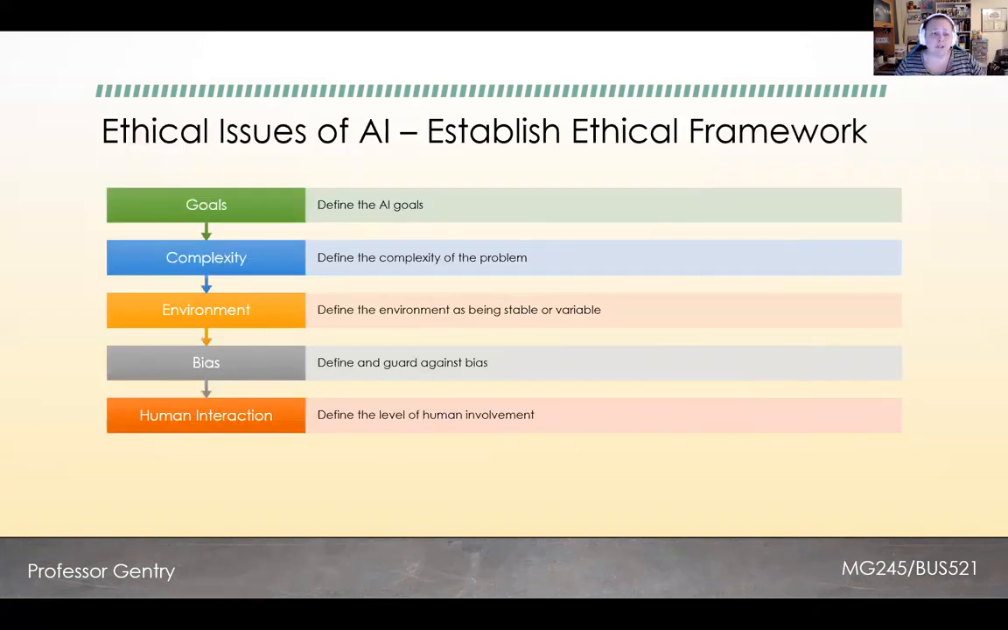Lastly, we're going to talk a little bit about the ethical issues of AI and establishing an ethical framework. First, you need to define your AI goals. Okay, define the complexity of your problem. Define the environment as being stable or variable. Define and guard against bias, and define the level of human involvement that you would like in your AI system. This in total is going to establish your ethical framework when it comes to AI.